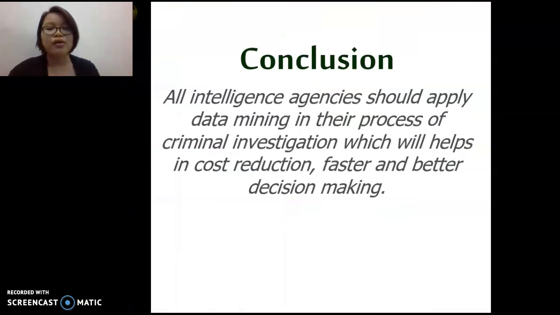Conclusions. All intelligence agencies should apply data mining in their process of criminal investigations, which will help in cost reductions, faster and better decisions making.